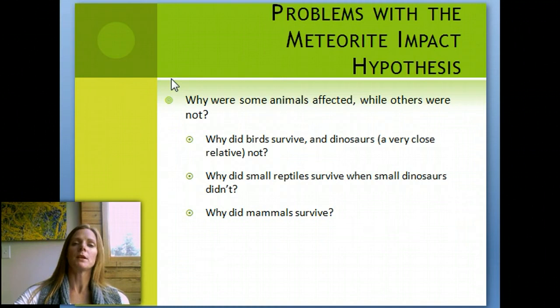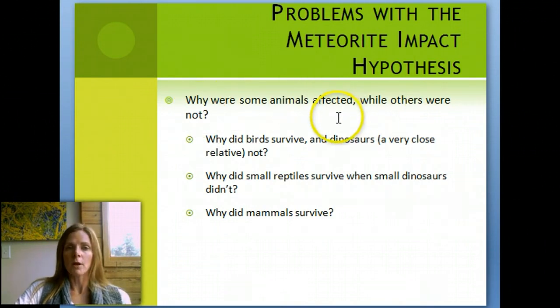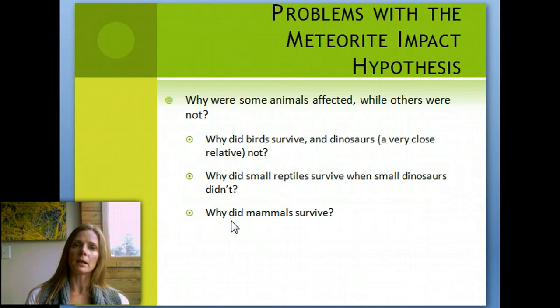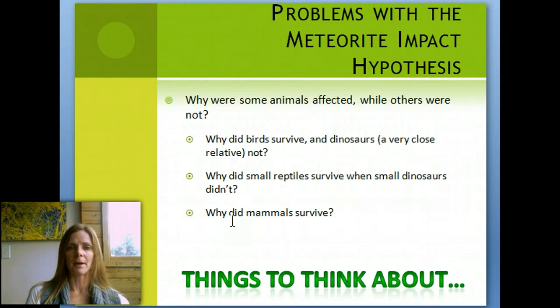So, problems with the meteor impact hypothesis. Why were some animals affected while others were not? That's a question that is constantly being battled. Why did birds survive and dinosaurs, a very close relative, did not? Why did small reptiles survive when small dinosaurs didn't? Why did mammals survive? Again, we could speculate as to why certain creatures made it through that mass extinction, but it's kind of interesting to think, we have no idea. So, things to think about.